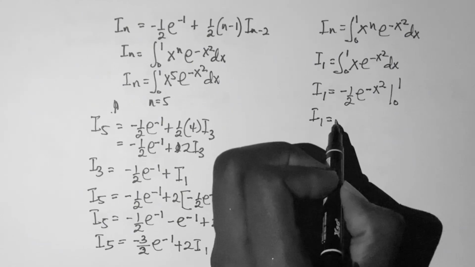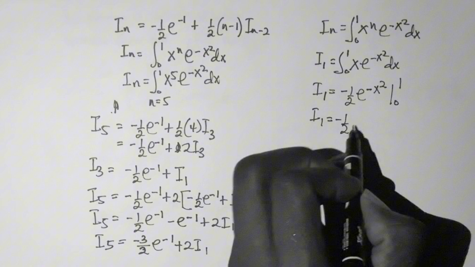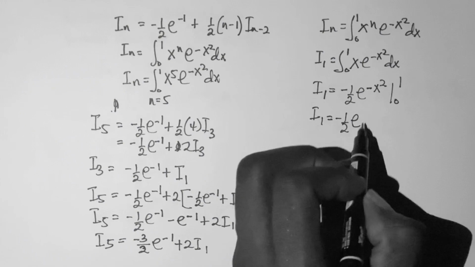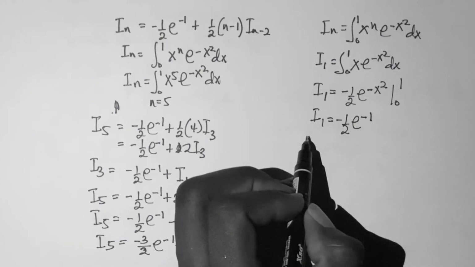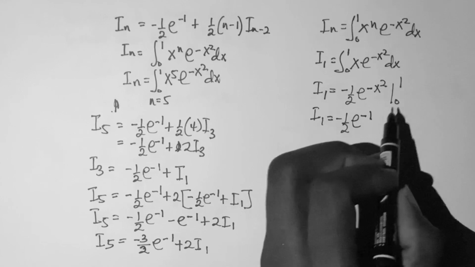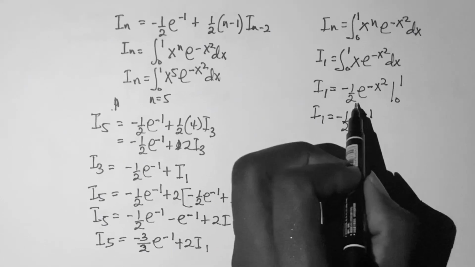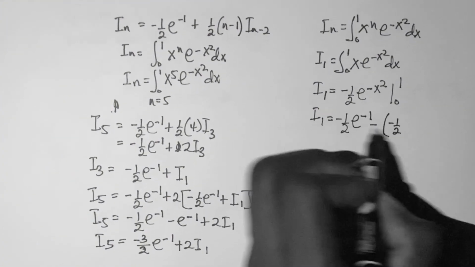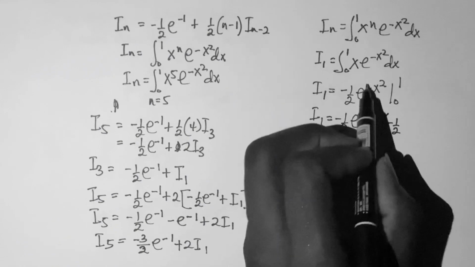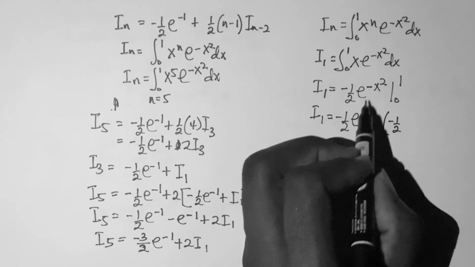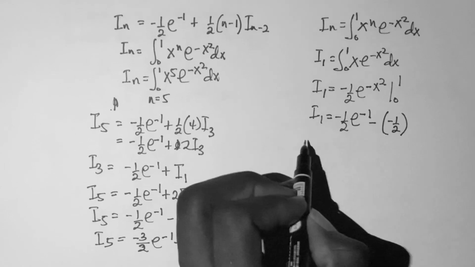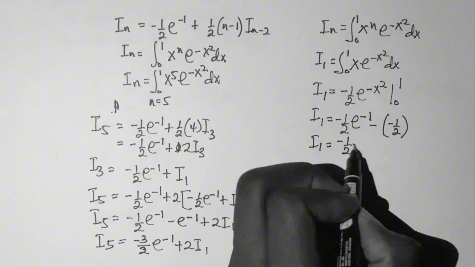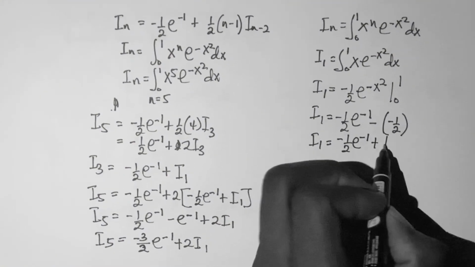So I of 1 is equal to minus 1 over 2. If we put in 1, it becomes e to the power of minus 1 squared, which is e to the power of minus 1. Then minus, so here becomes minus into brackets minus 1 over 2. And if we put in 0, e to the power of 0 is 1. So all of this reduces to minus 1 over 2. So I of 1 is equal to minus 1 over 2 e to the power of minus 1 plus 1 over 2.